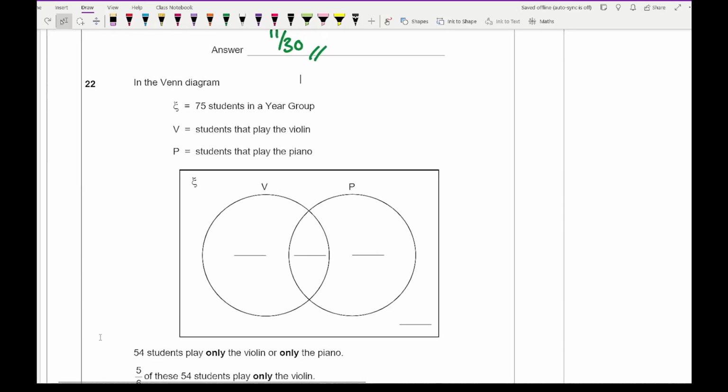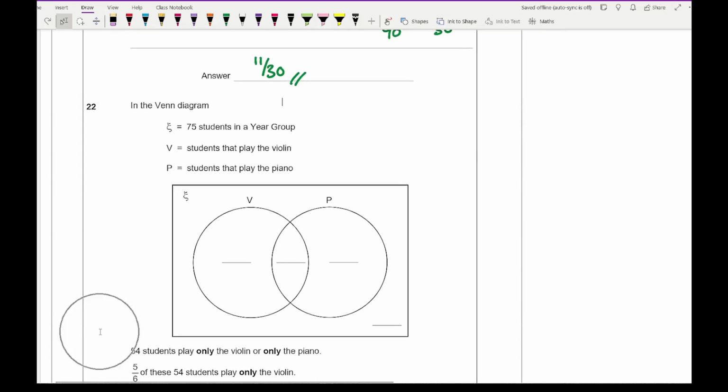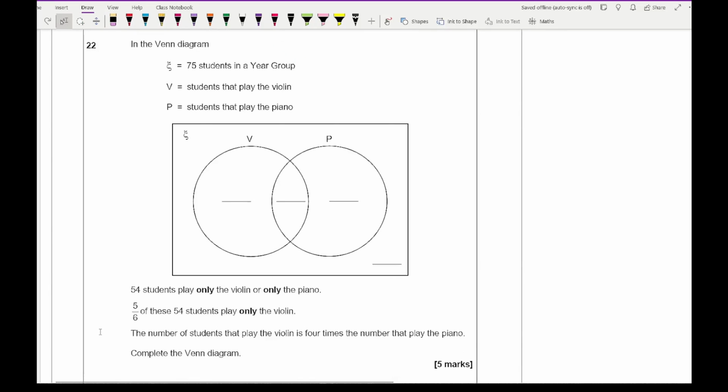Moving on to question 22, it says in the Venn diagram, we've got that all the numbers add up to 75 students in a year group. V is the number of students who play the violin. P is the number of students who play the piano. It says 54 students play only the violin or only the piano. So if I just highlight this bit of information, this area here plus this area here has got to add up to 54. We know that 5/6 of the 54 students play the violin only, so that's this section here.